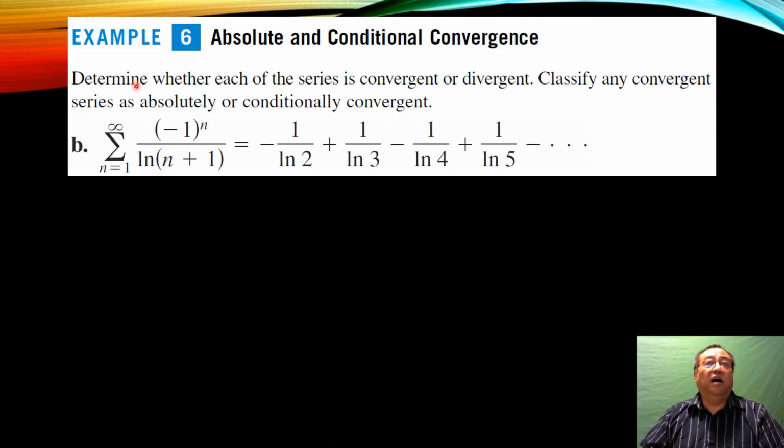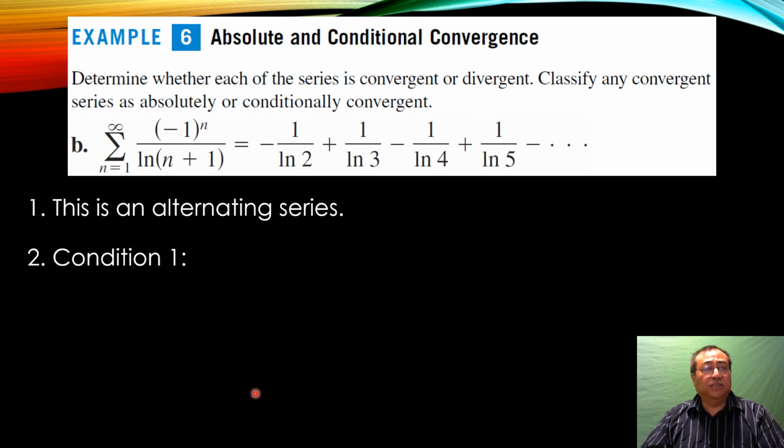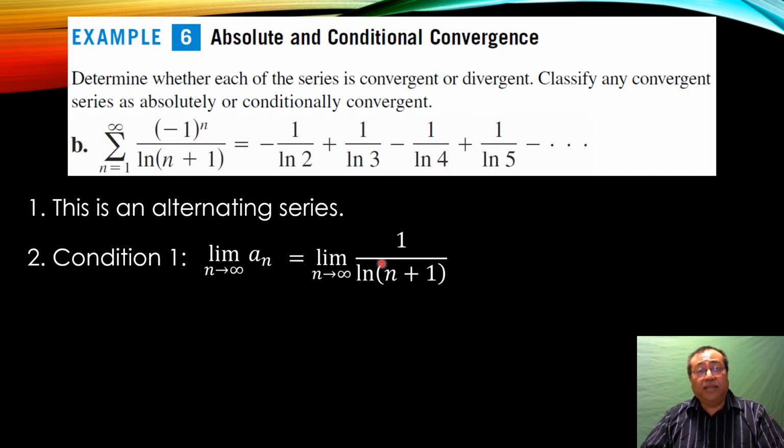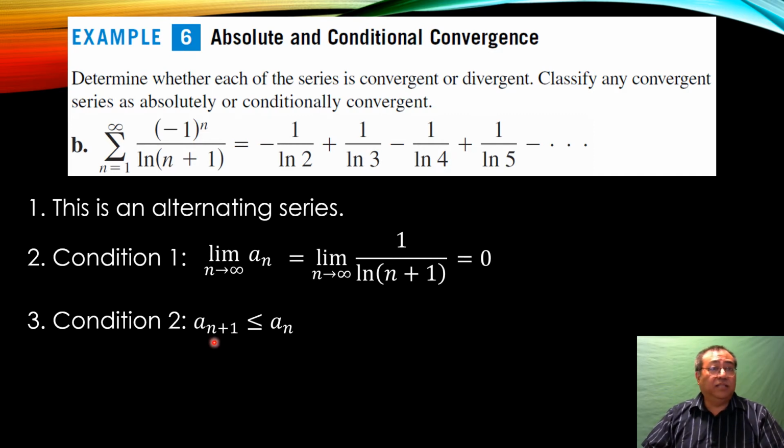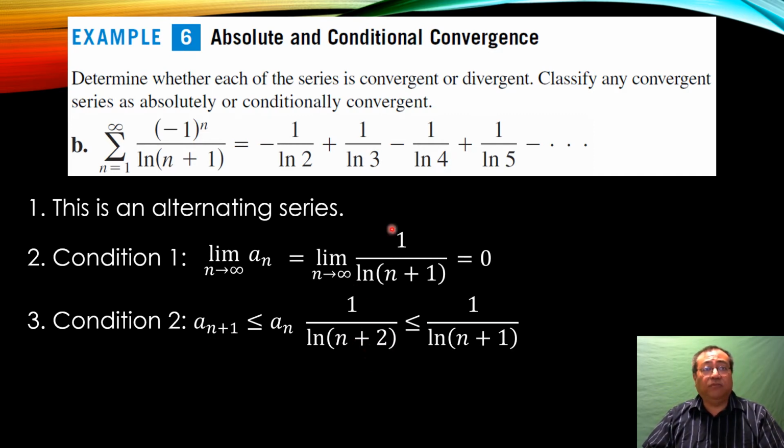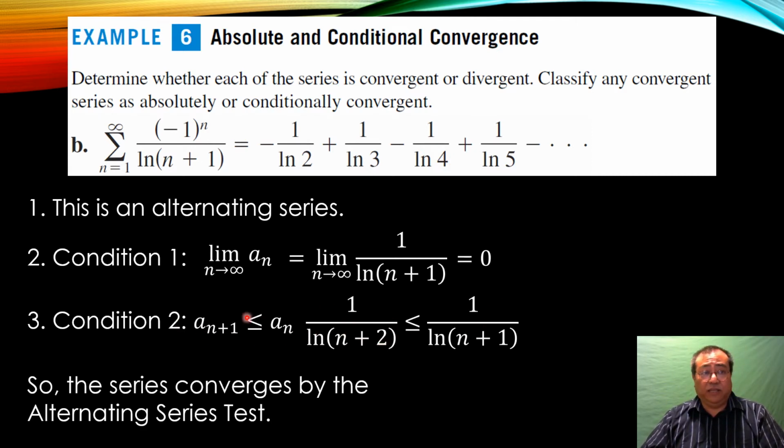Okay. Another one. Let's look at this one. This is an alternating series. Let's check the first condition: the limit as n goes to infinity of that expression goes to 0, so it passes the first condition. Second condition, we just compare. If you plug in n plus 1 into that, you get n plus 2. So it's off by a little bit, but that's all you need. It doesn't have to be a big amount. So this is still smaller than that, so it meets condition 2. By the alternating series test, this series converges.